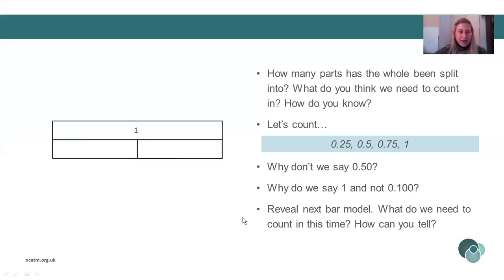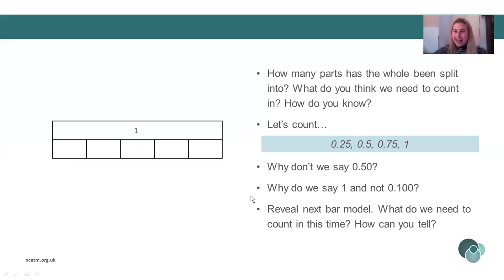Let's look at the next one. So what's our whole been split into this time? What will we need to count in? Okay, so hopefully you can see we've got one line dividing up. So one line dividing up means we get 2 spaces, doesn't it? So we should be counting in groups of 5 tenths. So 5 tenths and 1 whole, because 5 tenths and 5 tenths makes 1 whole, doesn't it?